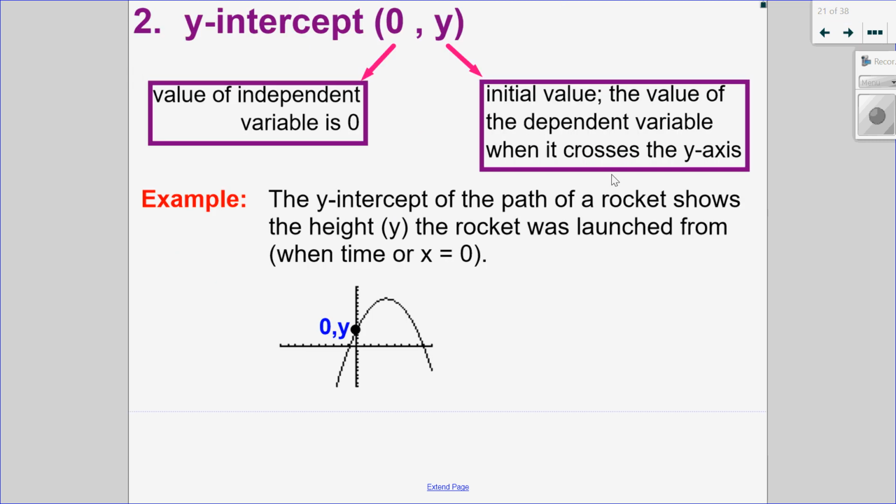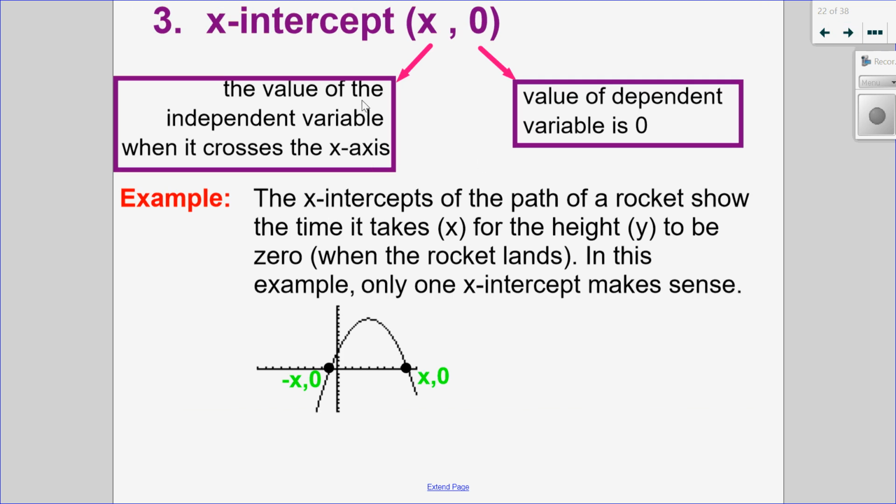Questions can ask you for the y-intercept. So that's when x is 0, what is the value of y? Well, in that case, it would be the initial value, like the starting value. In the example of a rocket being launched, the y-intercept would be the height that the rocket was launched from. So when time was 0, how high above the ground was the rocket?